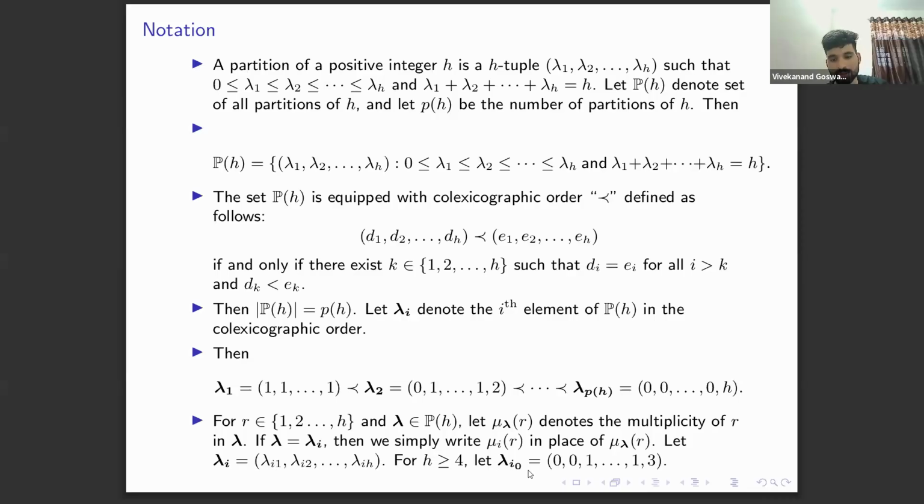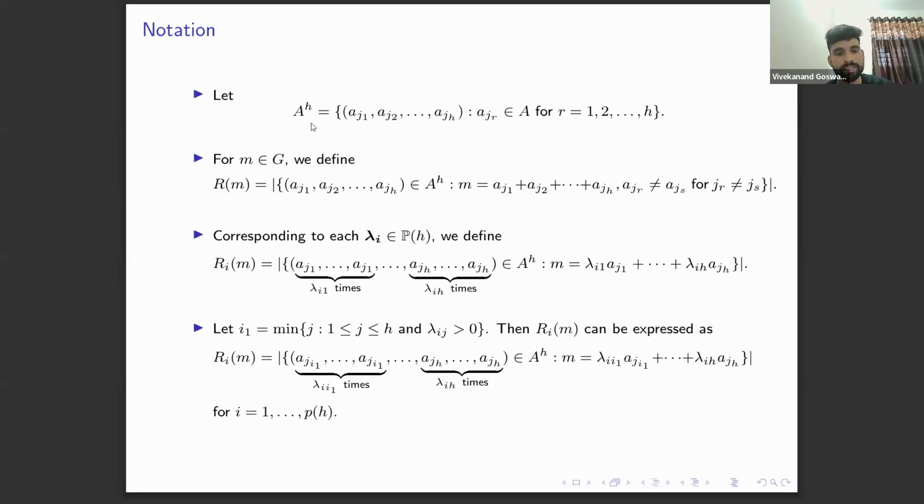For h greater than or equal to 4, we fix lambda_i0 equal to the partition 1, 1, 1, h minus 3, where the 1 is repeated h minus 3 times. So A^h denotes the h-times Cartesian product of A. For m belonging to G, we define R_m, the number of elements of A^h such that all components are different and their sum is equal to m.